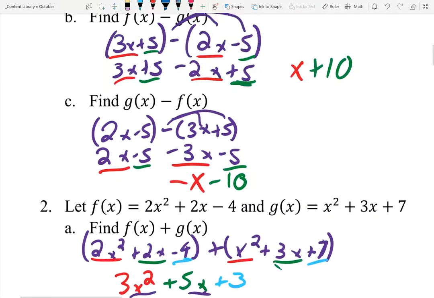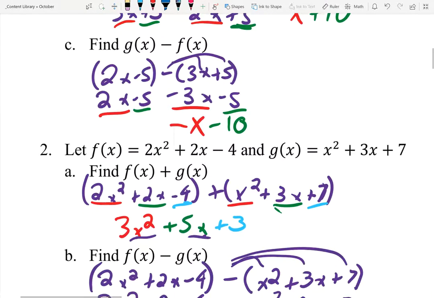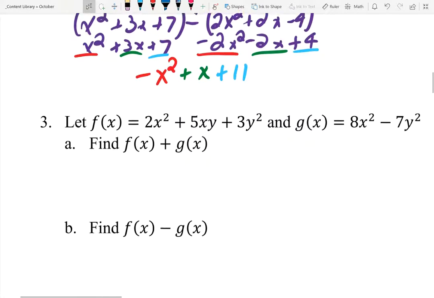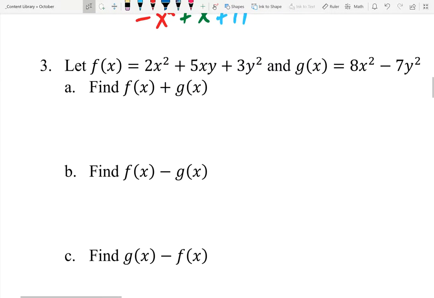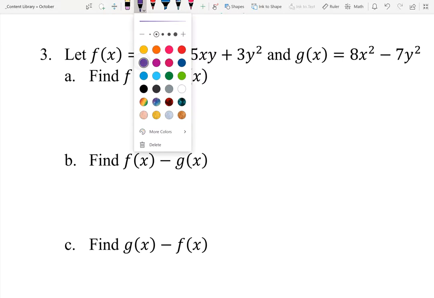It happened up here as well, right? You had a positive x, positive 10, and then it became a negative x and negative 10. So you're going to notice that when you just flip them over. All right, now number 3 looks more complicated, but again, follows the same general principle where we just combine terms that go together. So let's write this down.